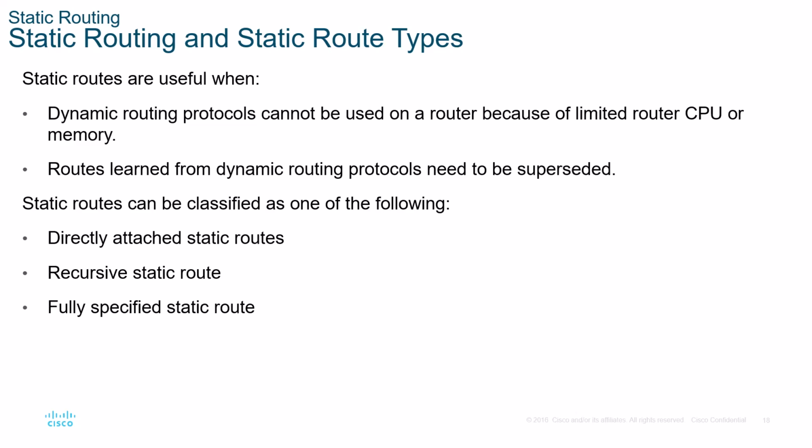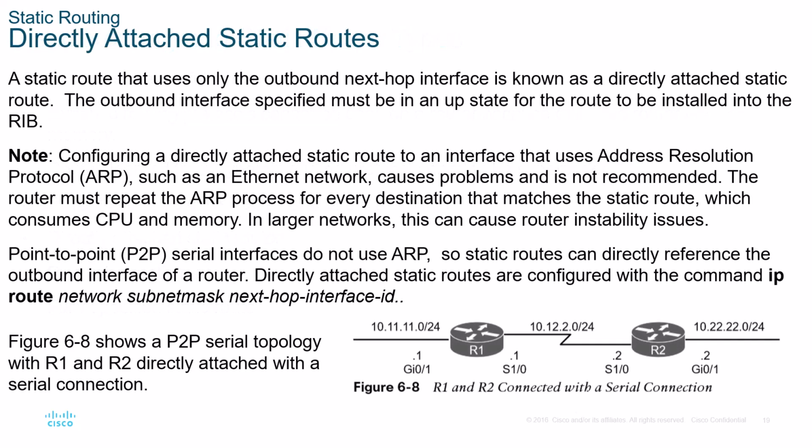So, directly attached static route. That's a static route that uses the outbound next hop interface, known as a directly attached static route. The outbound interface will be specified and must be up, and it must have an up status for the route to be installed in the RIB. Normally, you're going to see this.